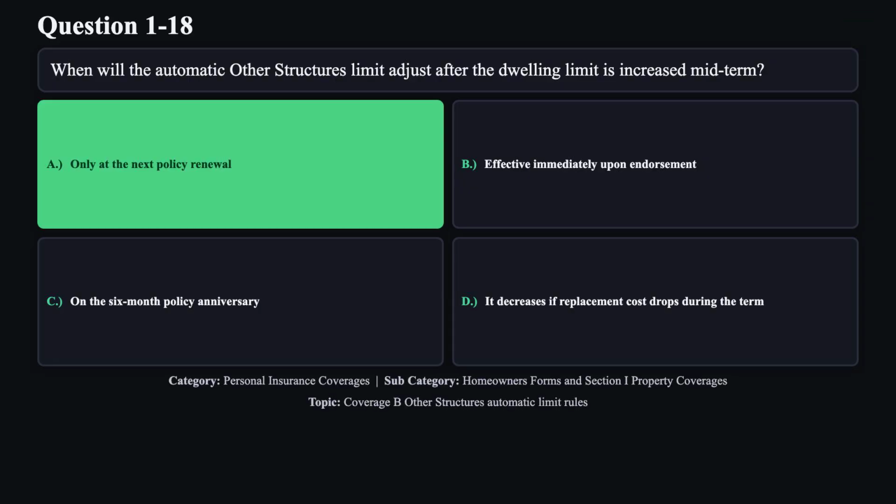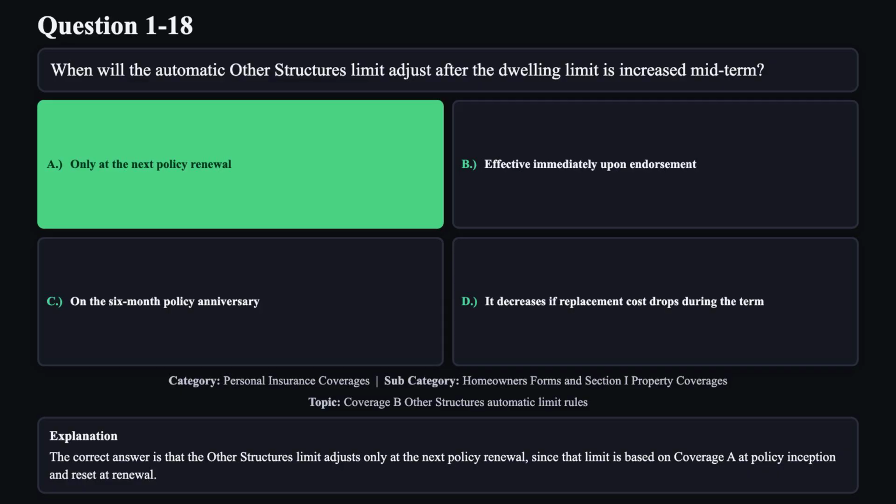The correct answer is A. The correct answer is that the other structures limit adjusts only at the next policy renewal, since that limit is based on Coverage A at policy inception and reset at renewal.